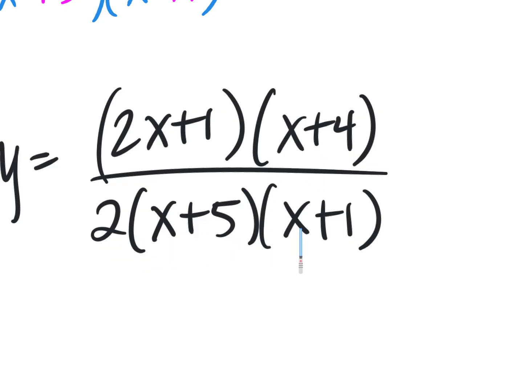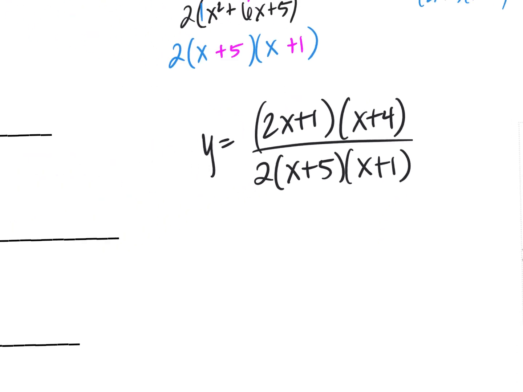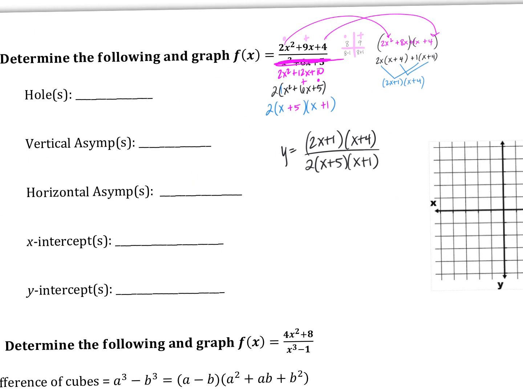Do I have another x plus 4 down here? No. Any x plus 5s up there? No. X plus 1s? No. So guess what? We have no hole, and that's okay. We can just say none. Don't have to worry about it.